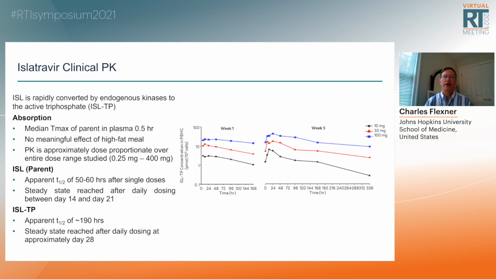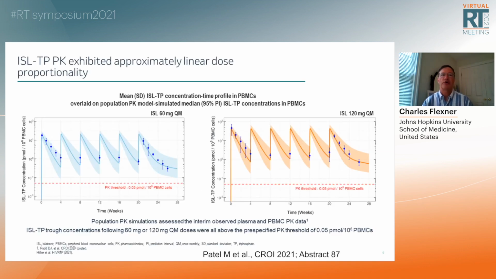The parent drug has a half-life of about 50 to 60 hours in the plasma, but the triphosphate, which is the active metabolite, has a half-life of nearly 200 hours, which explains in large part the ability of this drug to exert its antiretroviral effect for quite a long period of time after dosing. Now, Islatrovir triphosphate exhibits approximately linear dose proportionality when the dose is increased.